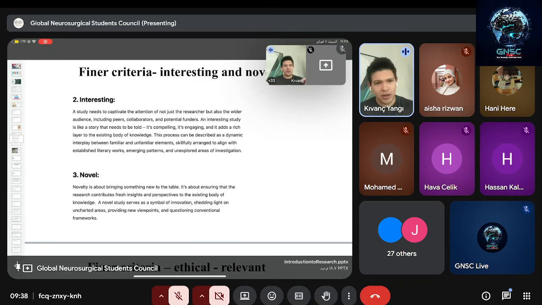So in the introduction section, you should start with the topic. You should explain the topic a little bit, and you should focus on what is the gap in the literature and how your study is aiming to fill this critical gap in the literature. This is of crucial importance. This is what an interesting study does.